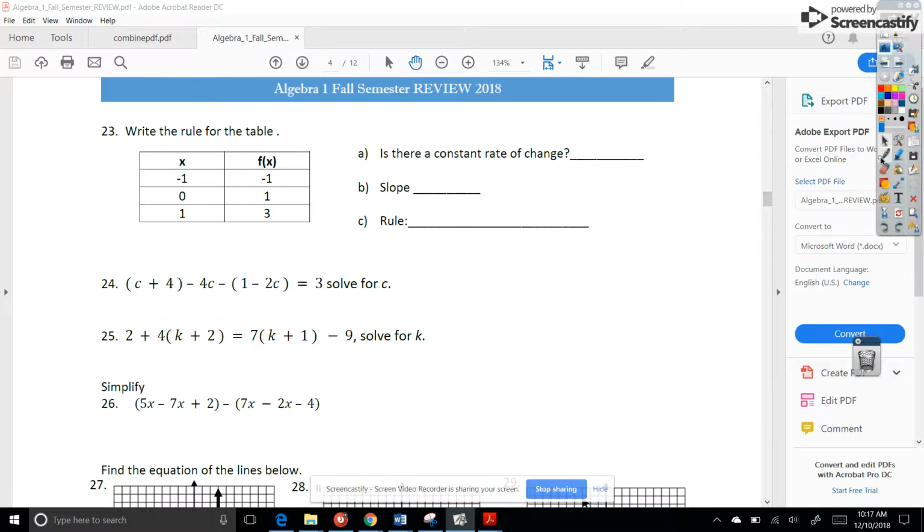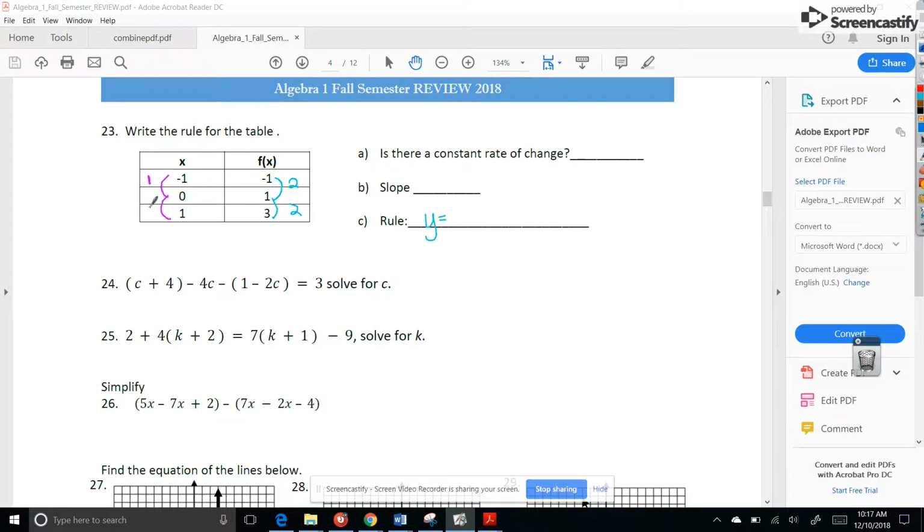Okay, find the rule for the table. So they basically want us to write an equation. Y hopefully equals mx plus b. So let's look at change in y. From -1 to +1 is 2. And from 1 to 3 is also 2. From -1 to 0 is 1. And from 0 to 1 is 1. So change in y over change in x. Remember, f of x is y. Those are the same thing. So 2 over 1.